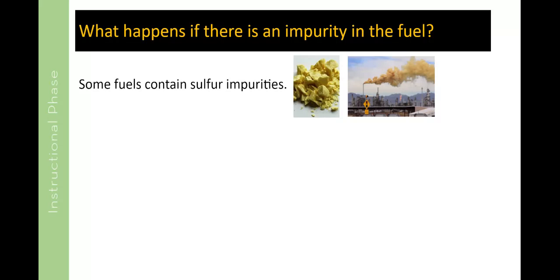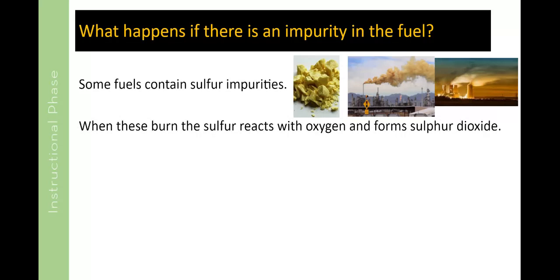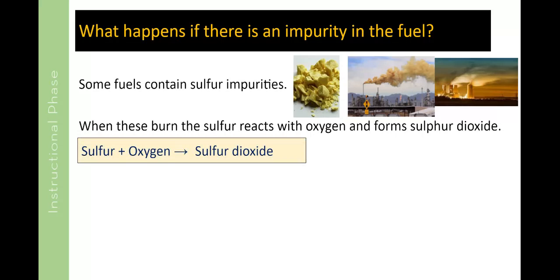So we're burning the sulfur in the fuel. It's reacting with oxygen. Sulfur plus oxygen makes, what do we get if we react carbon with oxygen? Carbon dioxide. So sulfur plus oxygen goes to make sulfur dioxide. Now, sulfur dioxide, okay, what do you think the chemical symbol is? SO2. So sulfur reacts with oxygen to make sulfur dioxide.